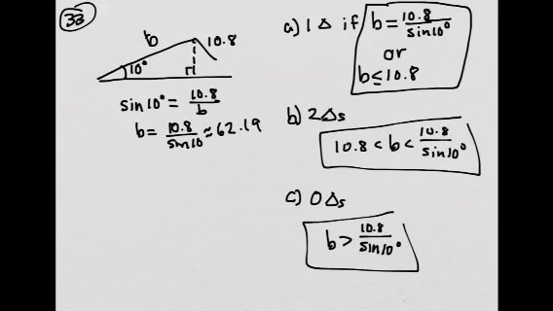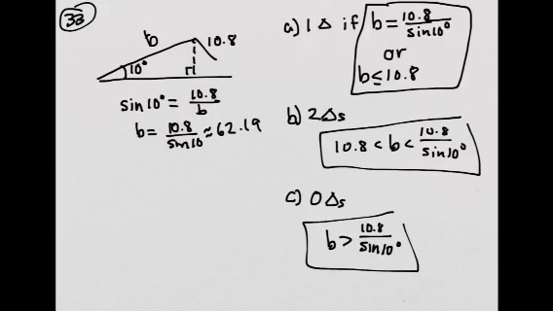33 is similar to 31. You have an acute angle, and they gave you this side opposite it, 10.8, and then this is b. This is what they're asking about. So I went ahead and calculated it, to find b, assuming that 10.8 is perpendicular to the base, so I'm treating it like a right triangle. So sine of 10 is 10.8 over b. I cross multiply, solve for b, and I got this for b. So if b equals this, then it's a right triangle.